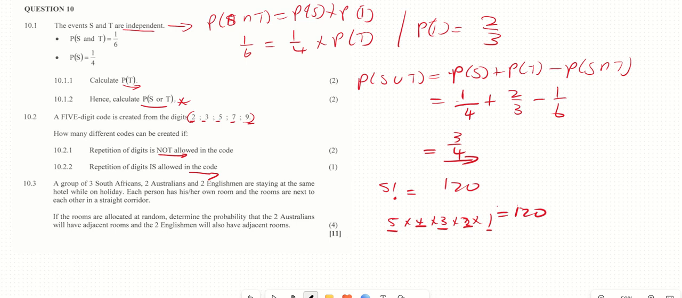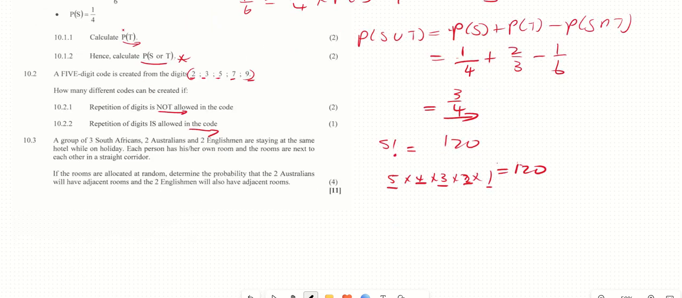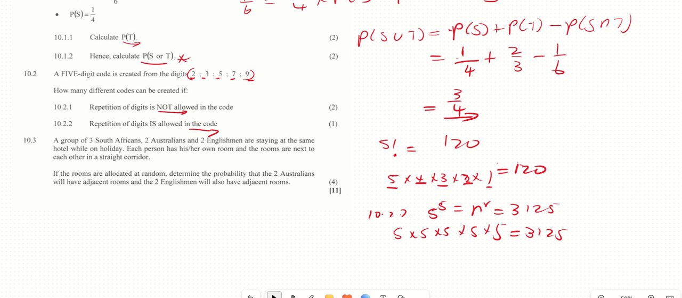They say now repetition of digits is allowed in the code. If they allow repetition, meaning that I can use any digit, so now this is 10.2.2. Digits allowed. This is 5 to the exponent of 5, which is 3,125, meaning that I can choose out of 5, out of 5, out of 5, out of 5, out of 5. For each position I can choose out of 5 because now I can repeat the digits. And that's okay.